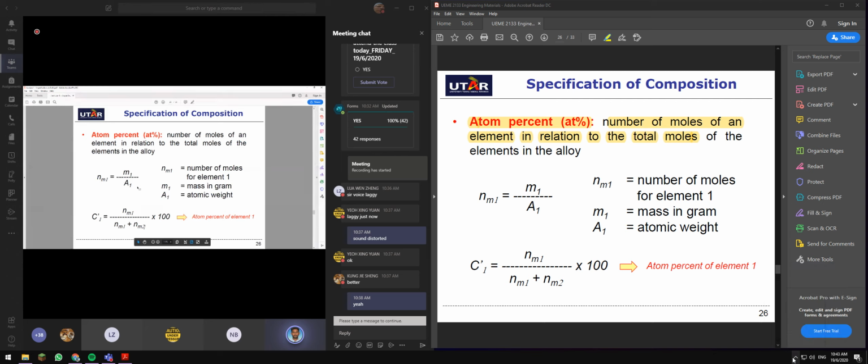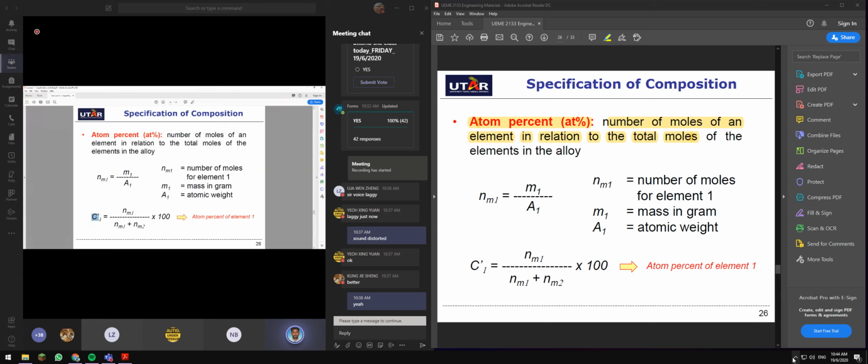Okay, and before that you need to find the total moles, right? The number of moles for element 1: the formula is mass in grams divided by atomic weight. Memorize this. For you to find moles, the formula is mass divided by atomic mass. And that mass must be in grams, G, not kilograms, and not milligrams either. Must be in grams. Okay, please take note.